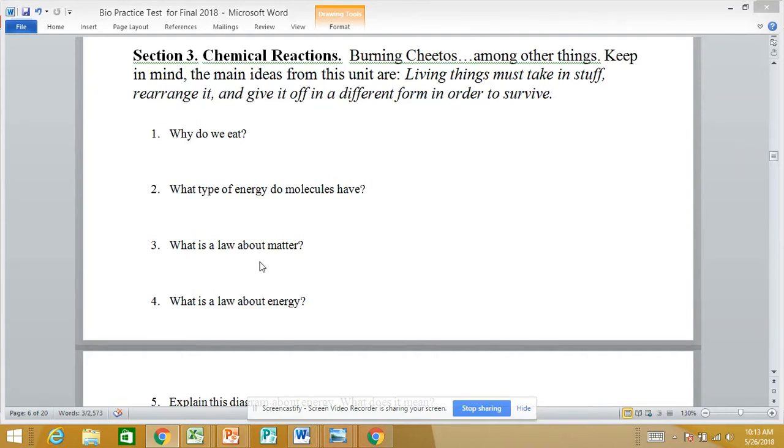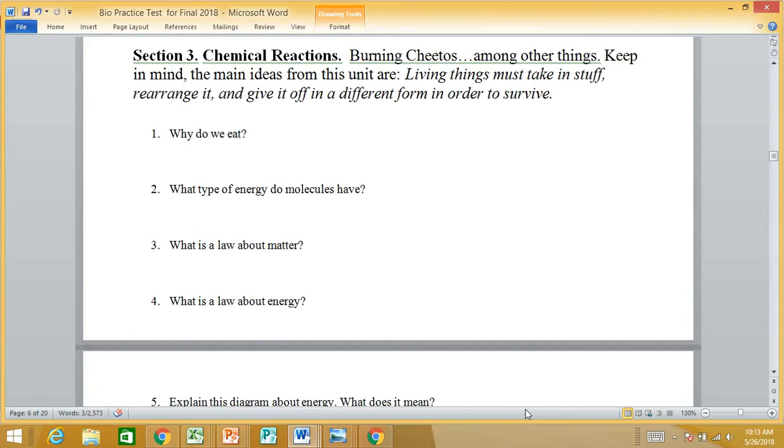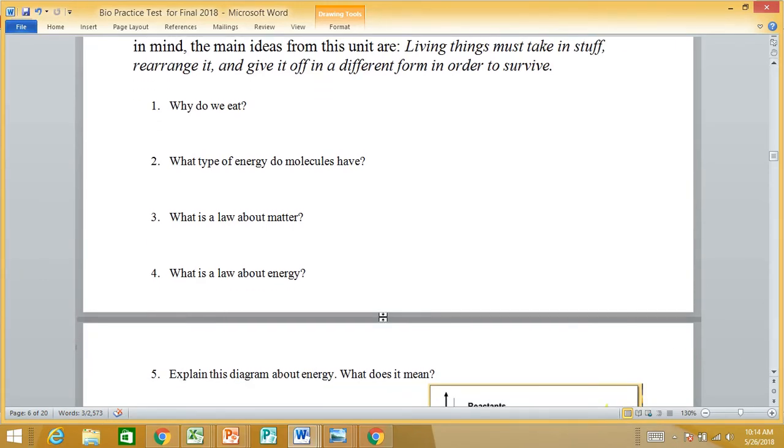What is the law about matter? That's the law of conservation, right? Matter cannot be created or destroyed. It is transformed. Make sure you do have that element on there. Matter is transformed. It does not get created or destroyed. And the same is true about energy. It is conserved, so it doesn't get destroyed. It simply gets transformed.